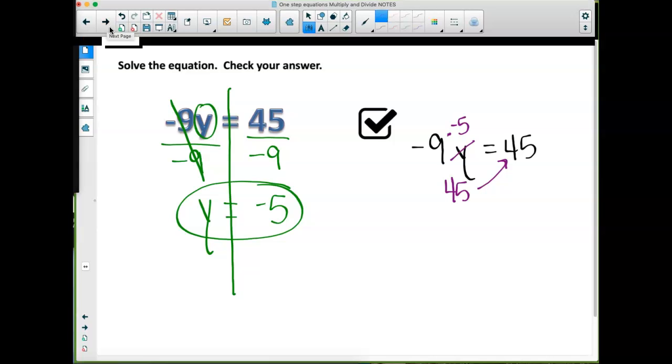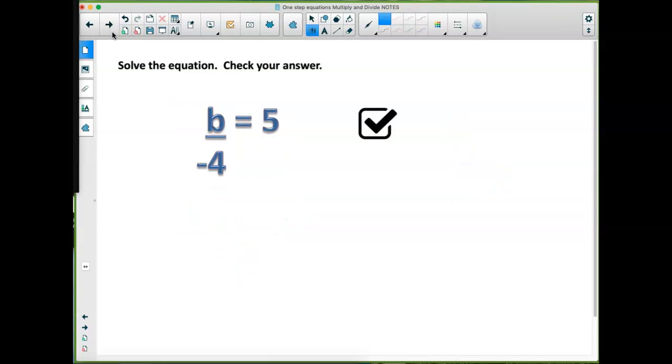Okay, let's put a third one in our notes. This one looks a little bit different. It says b over negative 4 equals 5. So write that down just like it looks. It kind of looks like a fraction on the one side. Okay, b over negative 4 equals 5. I'm still going to draw a line by the equal sign like I've always done. I'm still going to circle the letter B.